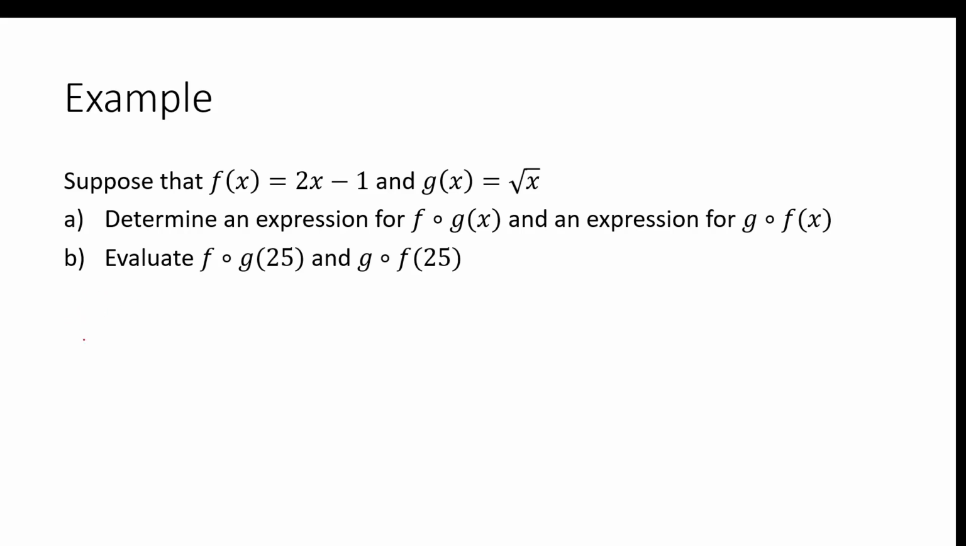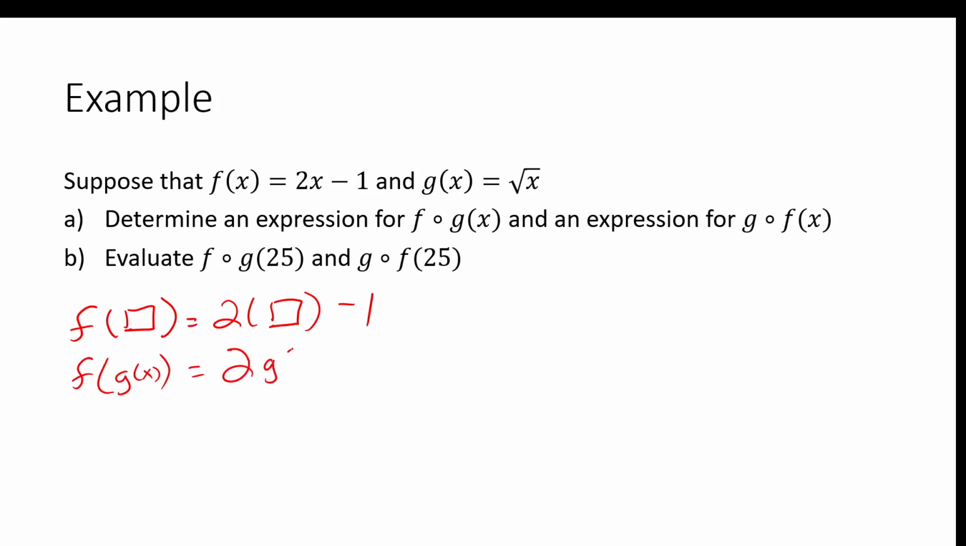Well, when we see f of x equals 2x minus 1, what that really means is f of block equals 2 block minus 1. Well, if they want us to find f of g of x, then they're telling us to put g of x in for that block. So we simply put g of x in for that block. But what is g of x? G of x, as you see here, is the square root of x.